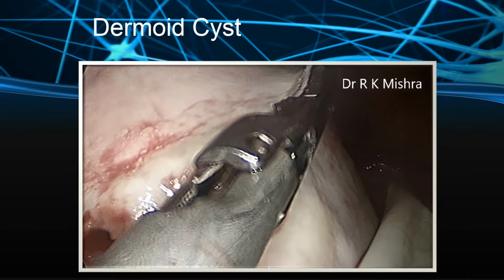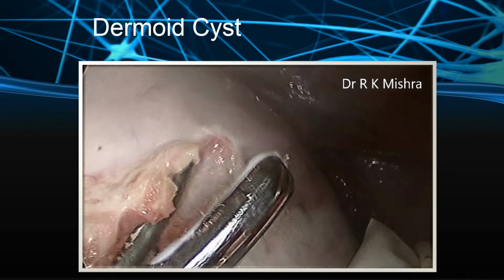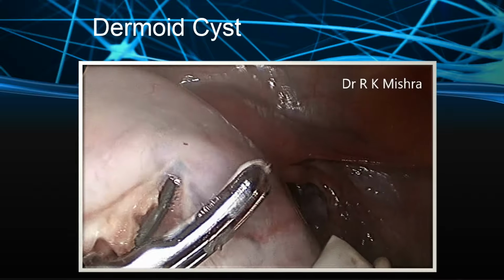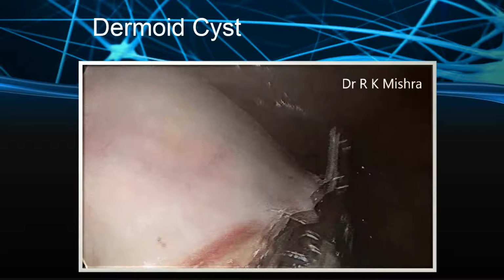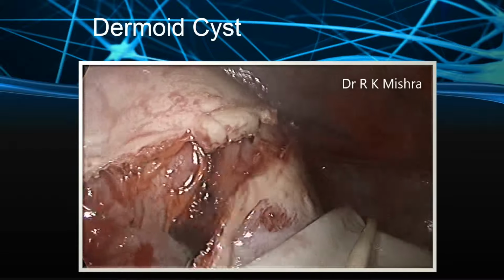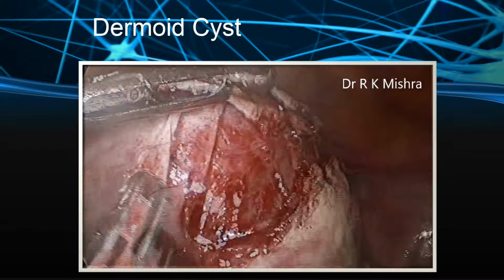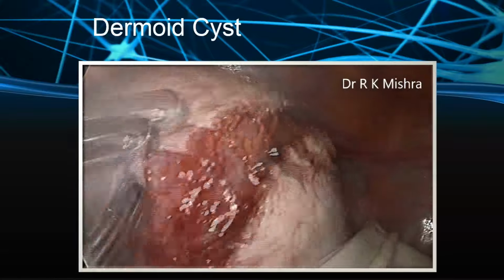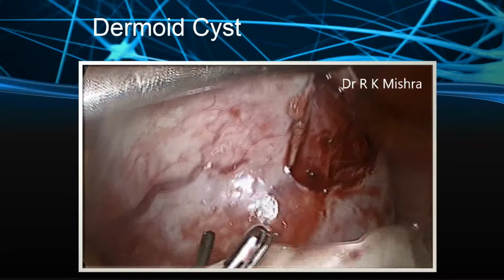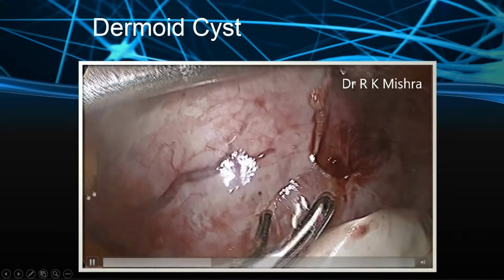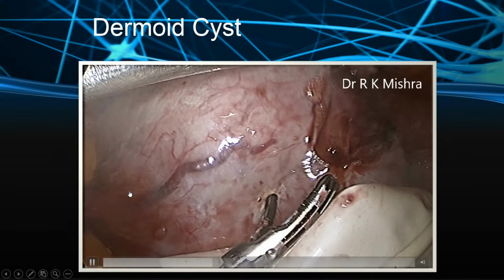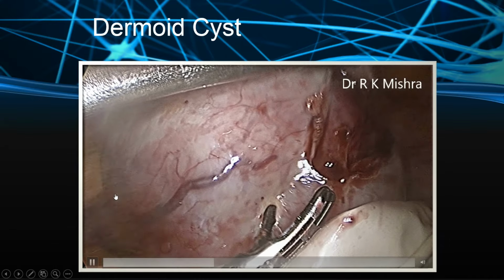So, it is now spilled and the cystic wall is cut. This patient is nulliparous, so we do not have any chance of doing an oophorectomy. You have to save whatever ovary is present. This is the fimbrial end, another tube is attached here. This is the fimbria of the tube. So, you have to stay away from that.